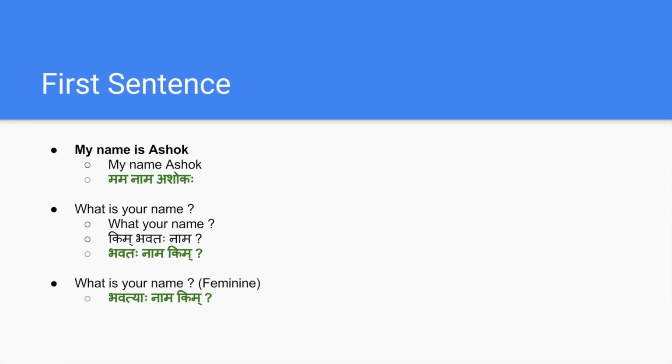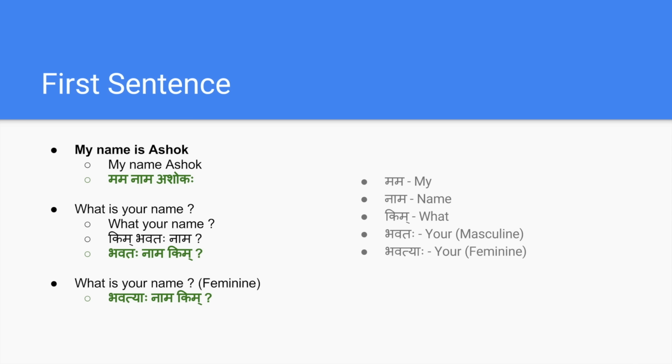So here we learned only three sentences as part of this page. The first is Mama Nama, and second is Bhavataha Nama Kim, Bhavatyaha Nama Kim. The new words are Mama means my, Nama is name, Kim means what, Bhavataha is your in masculine version, and Bhavatyaha is your in feminine version.